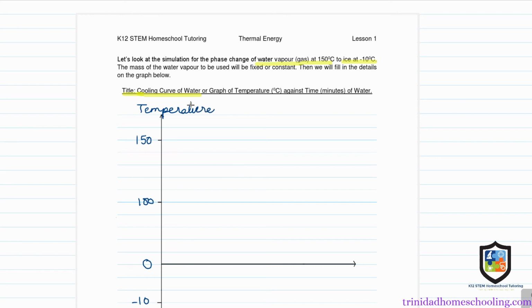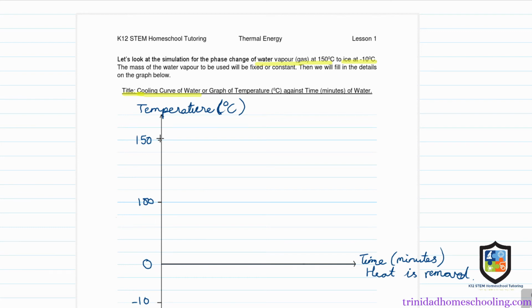We need our labels: temperature in degrees Celsius, in brackets, and our time in minutes. Here we're using time in minutes and not seconds, because these changes don't occur in seconds. They take some time. Over time, this is a cooling curve, so heat is being removed, not added. Be careful if the question wants you to draw a cooling curve or a heating curve. So where would we start?